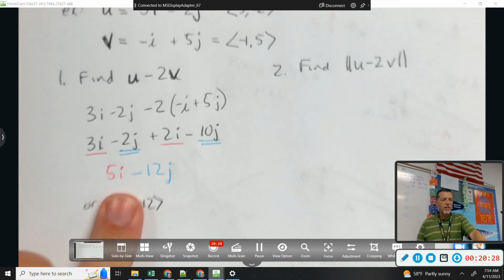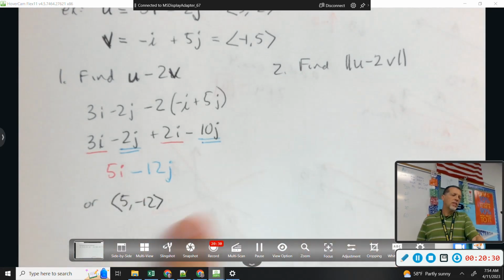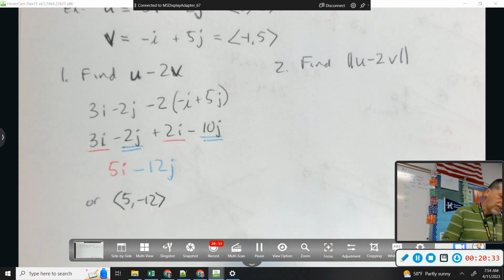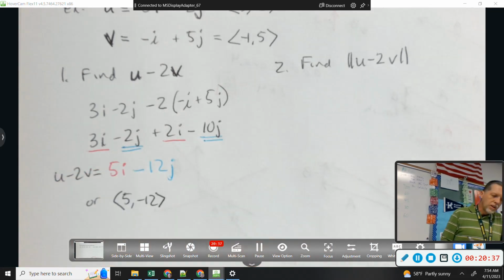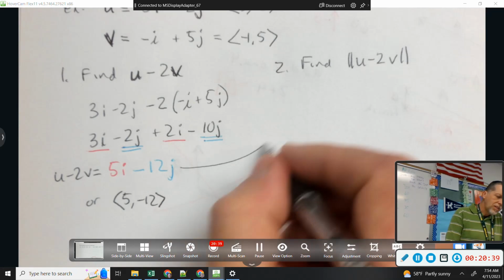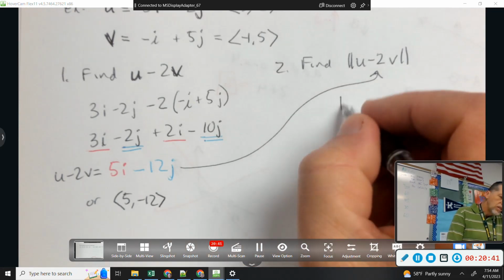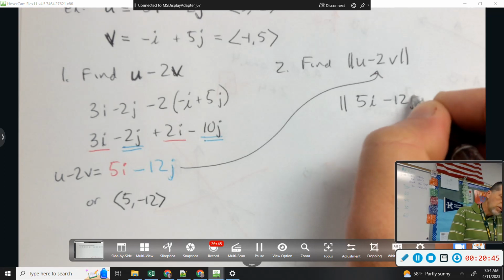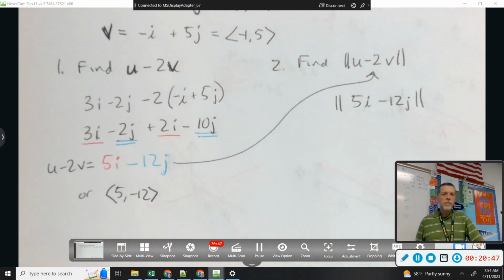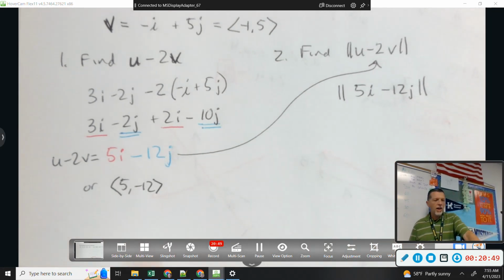Okay, so that's a vector. Number 2 says, what's the length of that vector? So I already know what u minus 2v is. So I want the length of 5i minus 12j. Or the length of 5 comma negative 12.